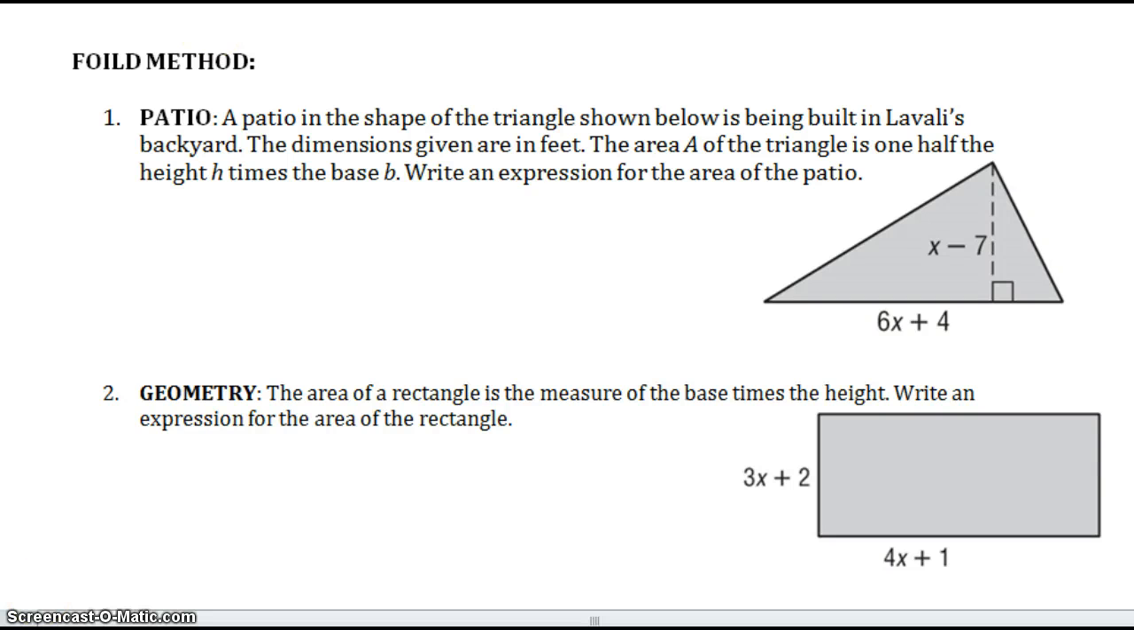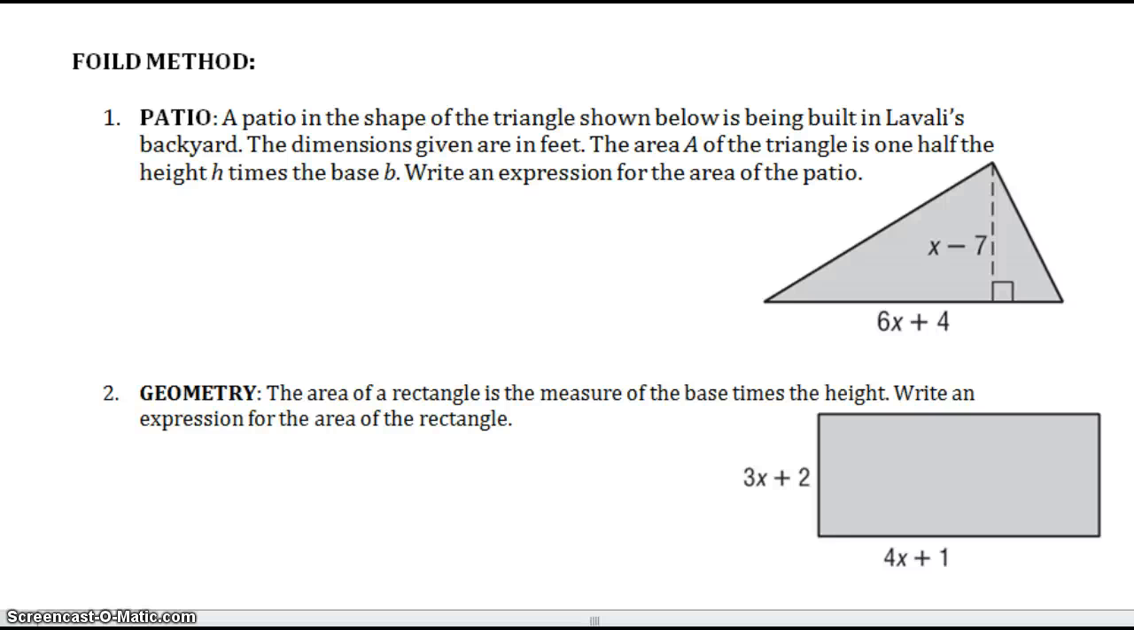Our first problem is a patio that is in the shape of a triangle, and that picture is shown there. It's built in the Lavalley's backyard. I'm not sure how you say that word. They have a different name from any name I've ever heard. The dimensions given are in feet. And the area of a triangle is, of course, 1/2 the height times the base.